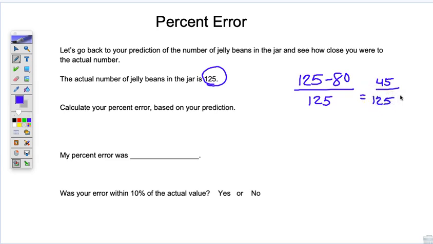Then I'm going to divide that by the actual, and I got 0.36, which if I move it 2 places to the right, my percentage of error was 36%. Then go ahead and answer the question at the bottom. Was your error within 10% of the actual value? Mine was not. The closer you are to the actual, the better your guess was or your prediction. And there you have it, percentage of error.